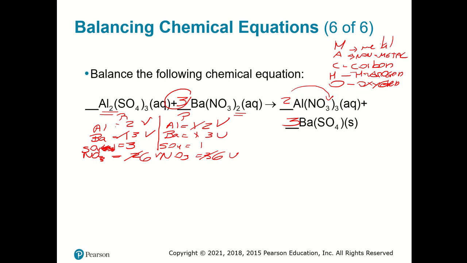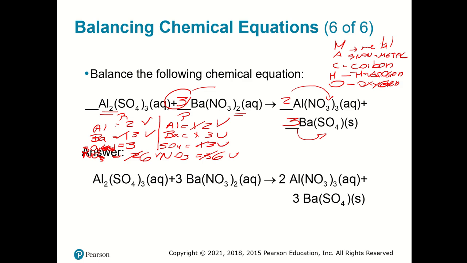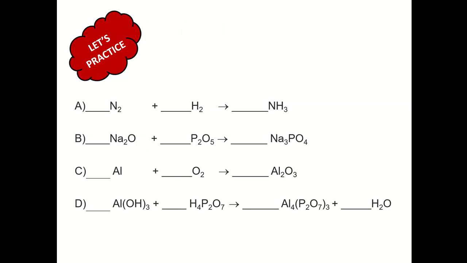So now I have 3 bariums, but now I have 3 sulfates. So here I have a 3 sulfate. So now it's well balanced on both sides. Good? Perfect. So let's practice a little bit more. We have these reactions. I would encourage you to pause your video and try by yourself.